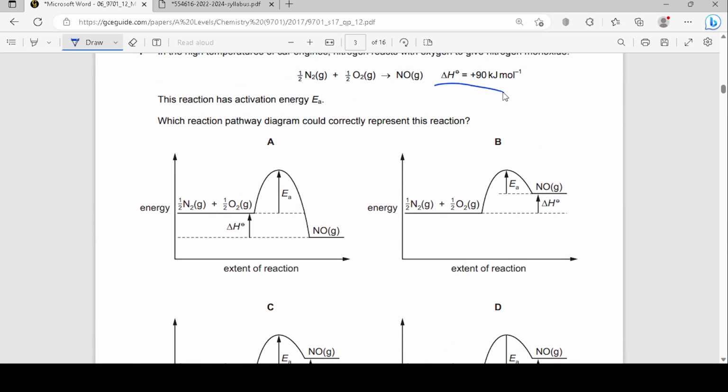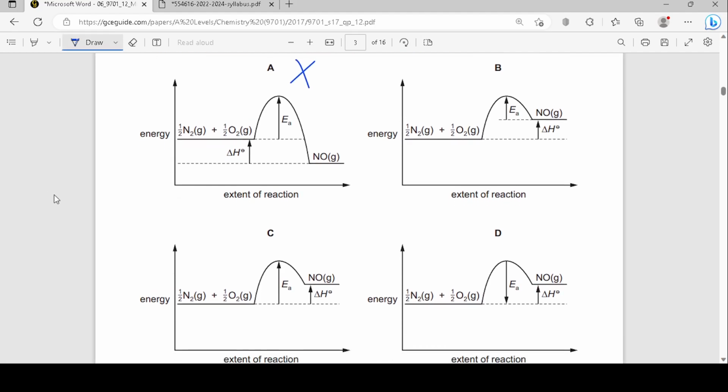Then the delta H arrow should be from the reactants to the product. So let me see if that's the case for all of them. It should be from the reactants to the products, which is not the case in option A. It's upwards, yes, but it's going from the products to the reactants. So that means A is wrong, basically.